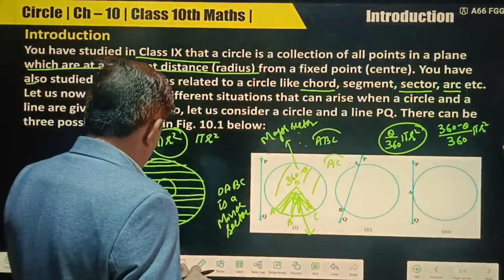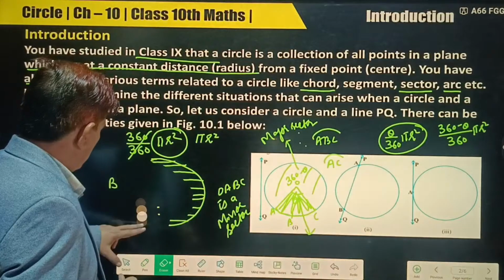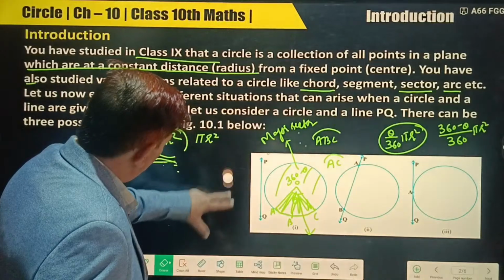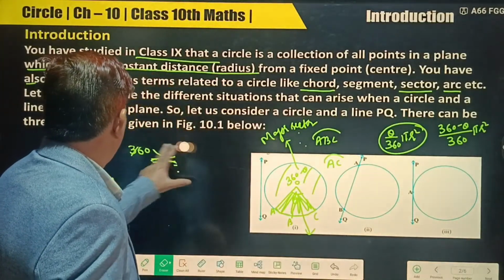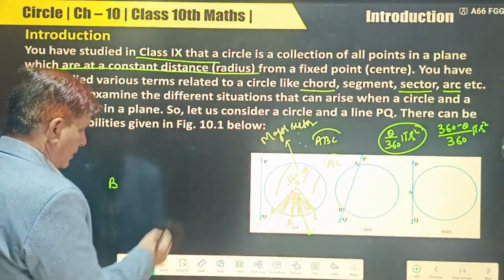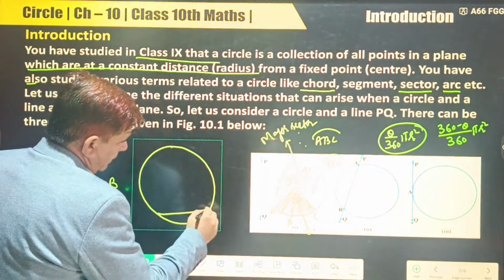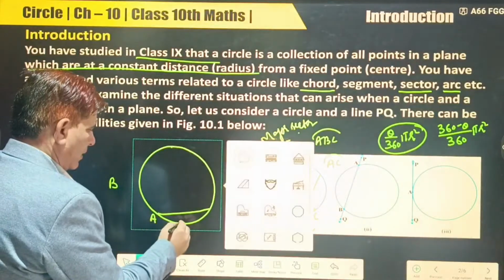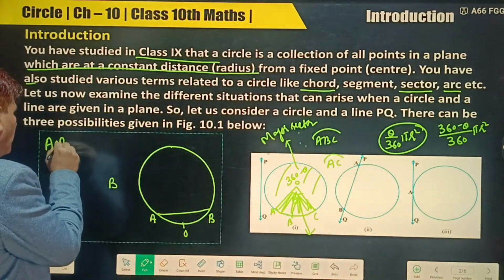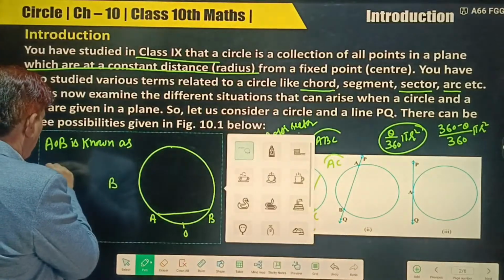So we can take this. We are having a circle. This is a circle. And this AOB is known as a segment.